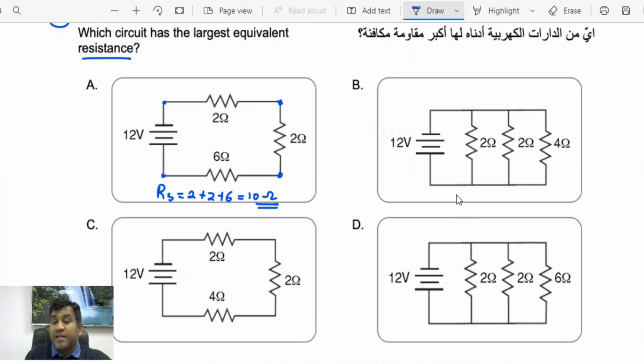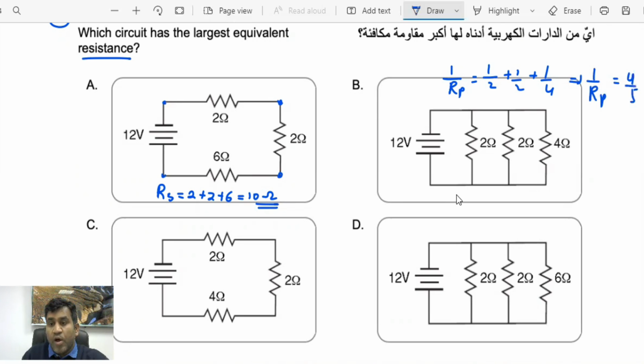Option B: they are connected in parallel. So 1 by Rp can be written as 1 by 2 plus 1 by 2 plus 1 by 4. You can put it in the calculator, but definitely you will get a very small value compared to the 10 here. If you put it in the calculator, you get 1 by Rp equal to 4 by 5, or Rp equal to 5 by 4, reciprocating it. So 5 by 4 is basically 1.25. Here Rp is giving just a value of 1.25.